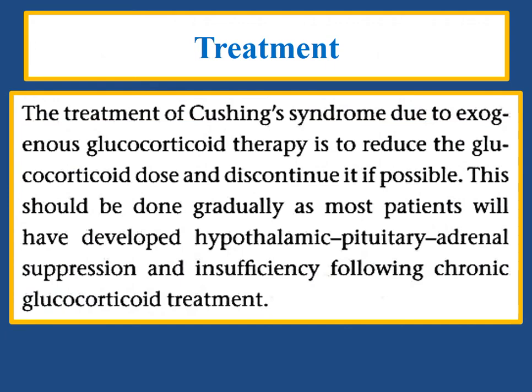Treatment of Cushing syndrome. The treatment of Cushing syndrome due to exogenous glucocorticoid therapy is to reduce the glucocorticoid dose and discontinue it if possible. This should be done gradually, as most patients will have developed hypothalamic pituitary adrenal suppression and deficiency following chronic glucocorticoid treatment.